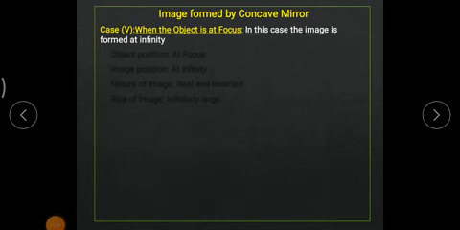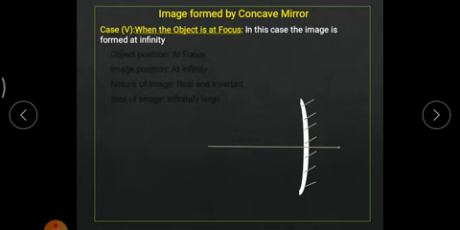Now let us discuss case number 5, which says that the object is exactly at the focus. A concave mirror is there, with the principal axis and pole, and the object is located exactly at F. As you can see, this arrow is an object. Now the object is placed exactly at F.